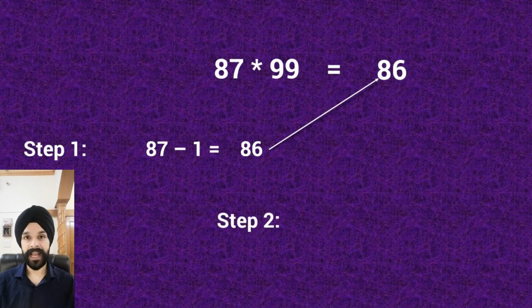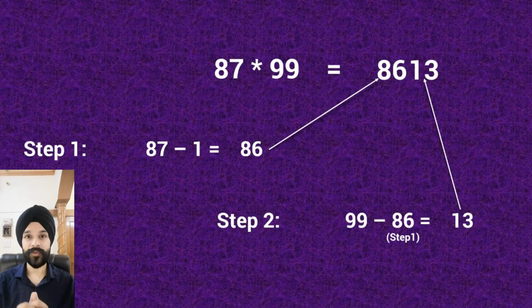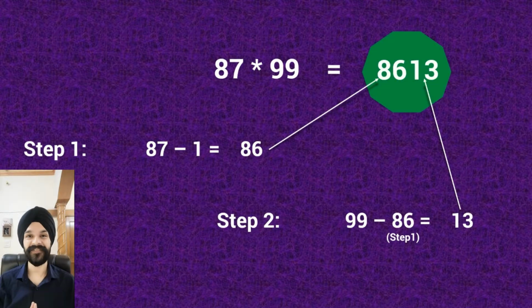Now subtract the number that you got in step 1 from 99, that is 99 minus 86, that gives us 13. Write this number at the last two places of your answer. And bingo! We got our answer, friends. The multiplication of 87 by 99 is 8613. That's super easy, isn't it?